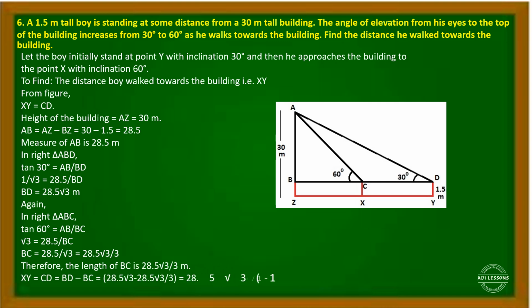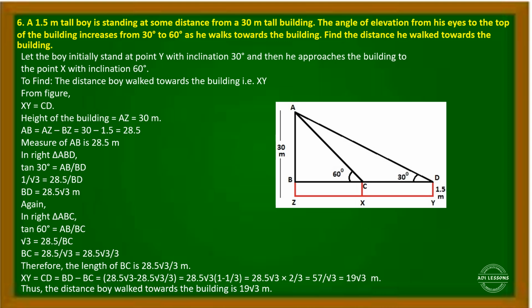In right triangle ABD, tan 30 degrees equals AB by BD. 1 by root 3 equals 28.5 by BD. So, BD equals 28.5 root 3 meters. Again, in right triangle ABC, tan 60 degrees equals opposite side by adjacent side, AB by BC. Root 3 equals 28.5 by BC. So, BC equals 28.5 by root 3, that equals 28.5 root 3 by 3. Therefore, the length of BC is 28.5 root 3 by 3 meters.